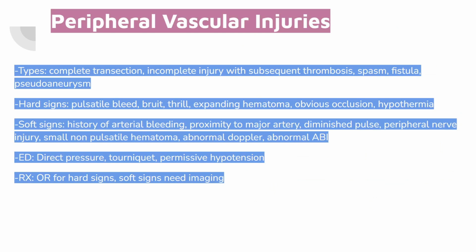Peripheral vascular injuries, right? The types are complete transection, incomplete injury with subsequent thrombosis, spasm, fistula, and pseudoaneurysm, so quite a variety. Hard signs are similar to the hard signs of the neck, right? Pulsatile bleed, bruit, thrill, expanding hematoma, obvious occlusion, hypothermia. Soft signs in the emergency department, direct pressure, tourniquet, permissive hypotension, and then to the OR for hard signs, and then soft signs again, if stable, you can get imaging.